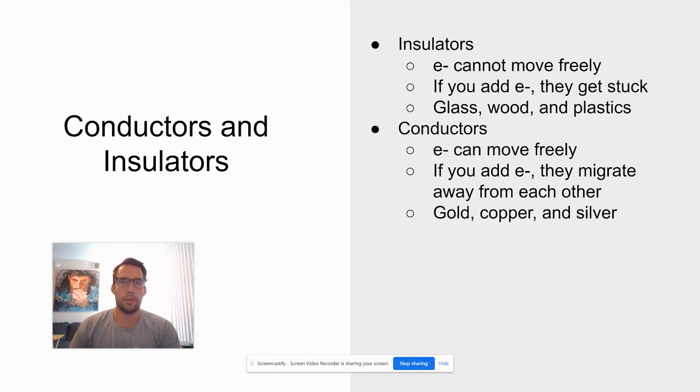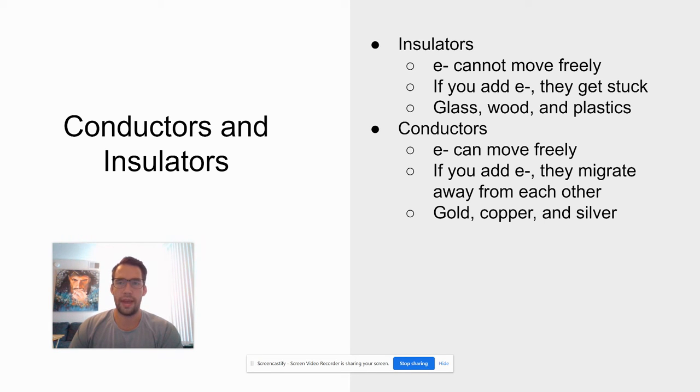When we're talking about things that are insulators or conductors, it depends on how electrons can move about them. Insulators, electrons can't move freely. These are things like glass, wood, and plastics. If we add electrons to these, they just get stuck inside the glass, the wood, or the plastics, and they get held there. Conductors allow electrons to move freely.